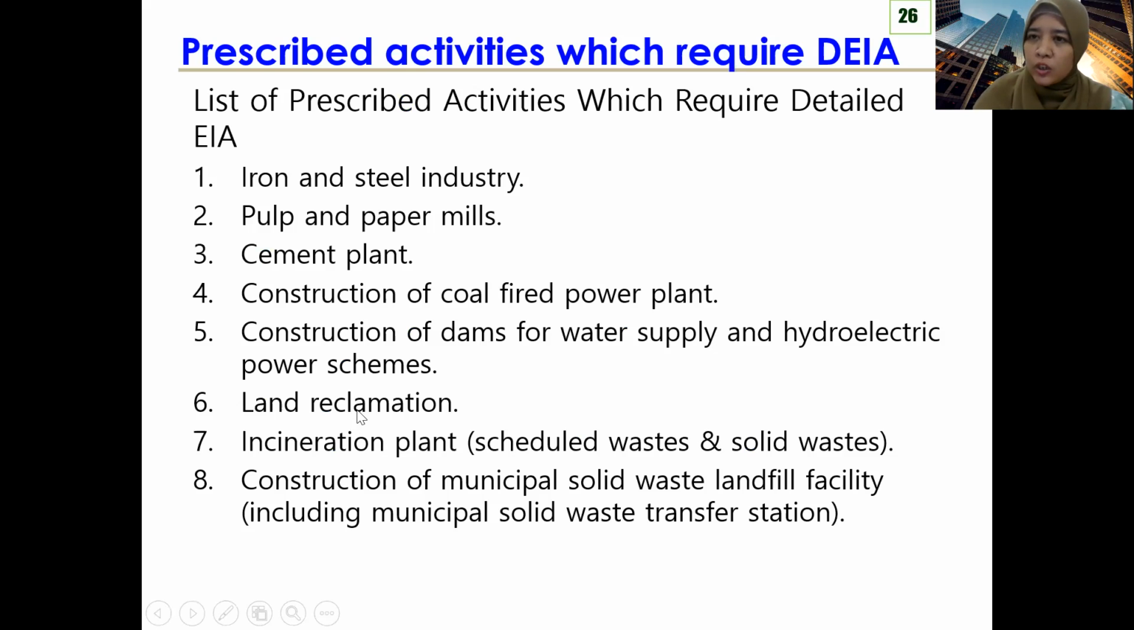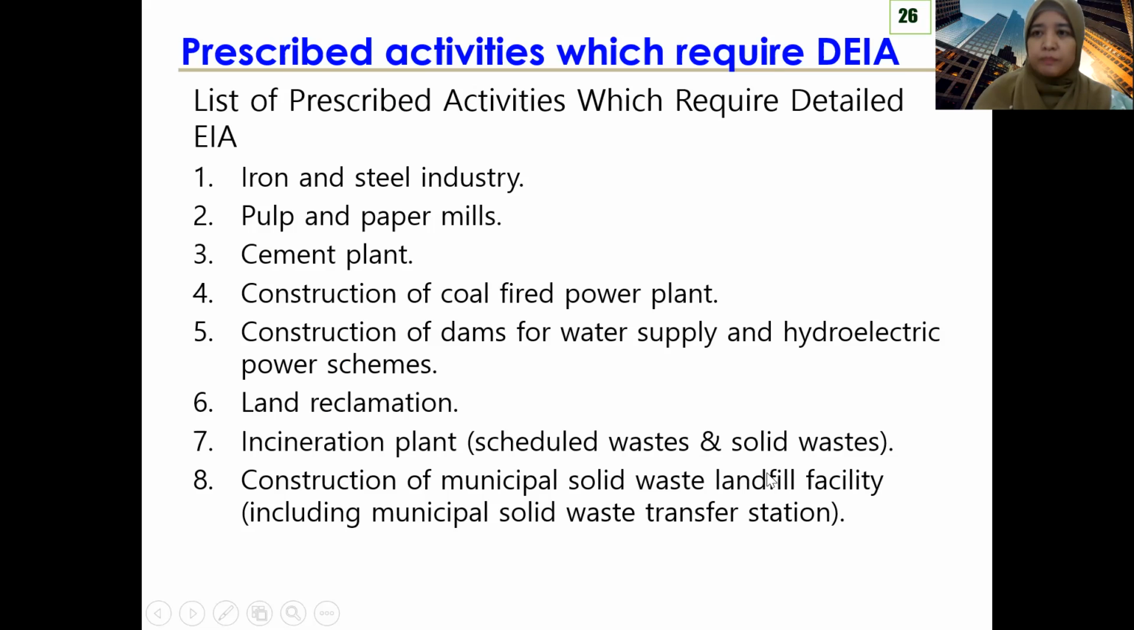Then land reclamation, incineration plant, whereby it involves scheduled waste and also solid waste, and construction of municipal solid waste landfill facility. Inilah you buang sampah tu dekat mana? Inilah municipal solid waste landfill facility. We call it landfill. Tempat pembuangan sampah, pelupusan sampah. We call it landfill, kan?